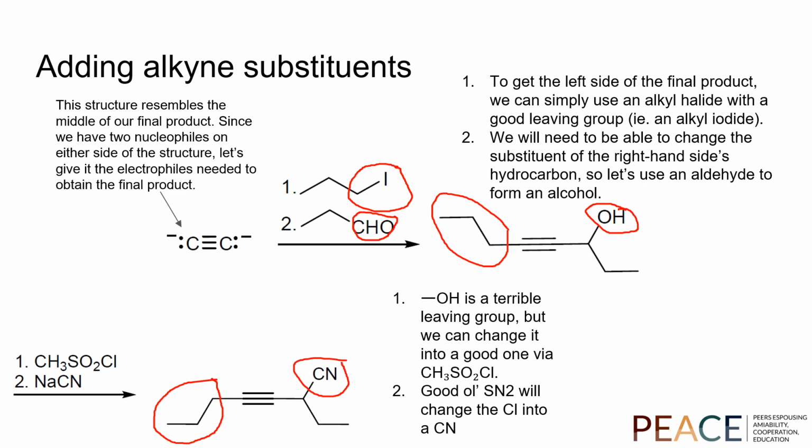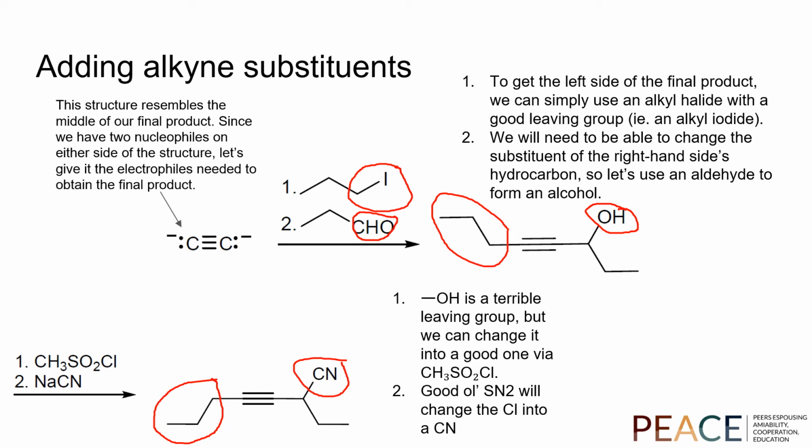So once that's done and we have both sides of the alkyne sort of looking like our final product, we can use what we know about changing OH, which is a poor leaving group on its own, into a good leaving group, so that we can finally just add our cyanonucleophile that will give us the final product.